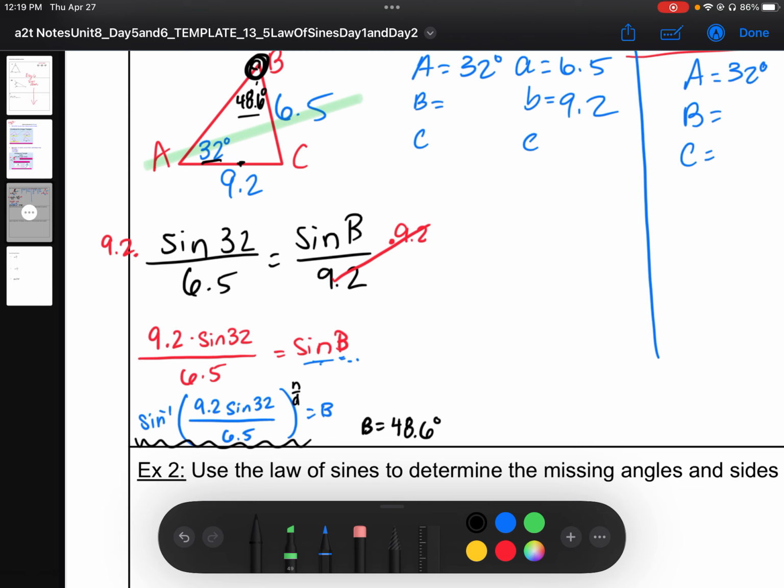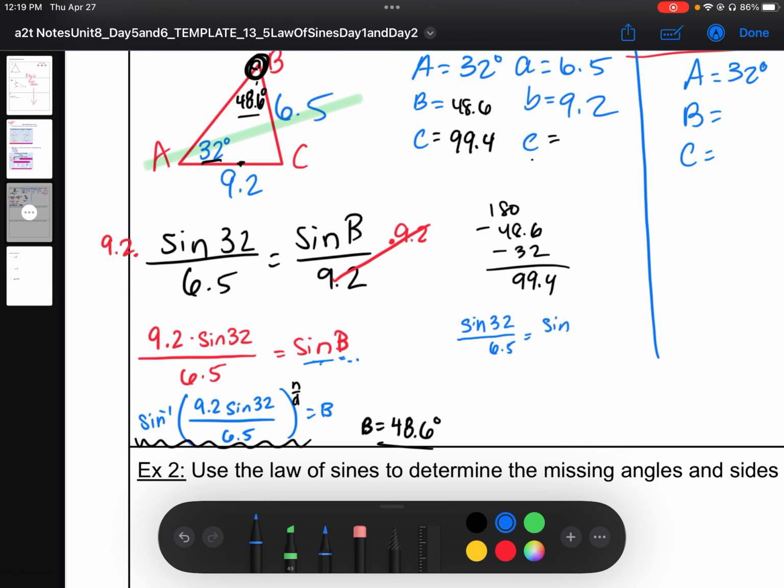So this is possible. I can go ahead and find angle C by subtracting. So 180 minus 48.6 minus 32 should give me 99.4. And lastly, because it said to solve the whole triangle, let's find side C using law of sines again. So I'm going to take sine of 32 over 6.5 equals sine, the angle I just found out, 48.6 over 9.2.